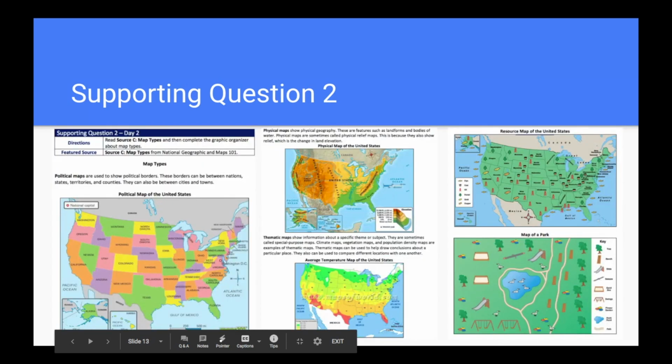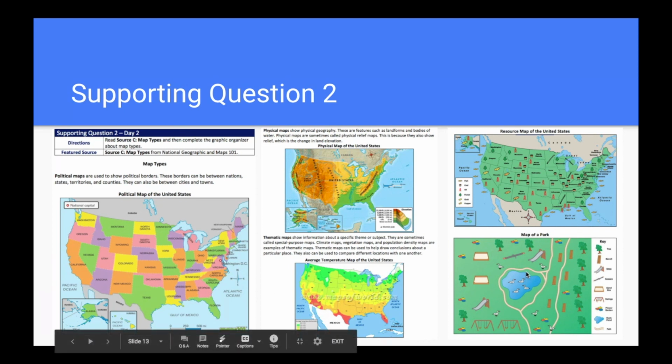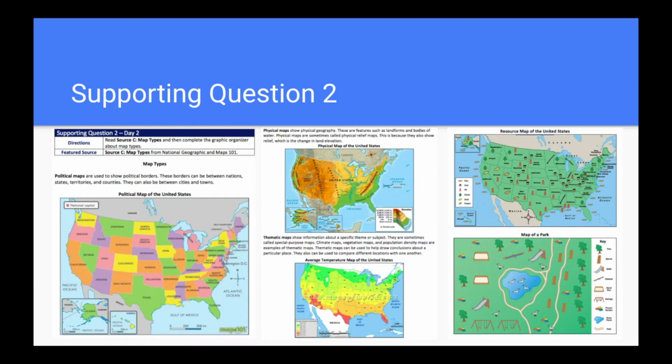I think you might find physical maps particularly interesting because it shows landforms, which you all just finished learning about in ELA. You may have even looked at some maps like this during that unit. Today you're going to explore all these maps, reading the descriptions and uses for each. Remember, the question we're trying to answer today is what can different types of maps tell us? So pay close attention to what each map is used for.